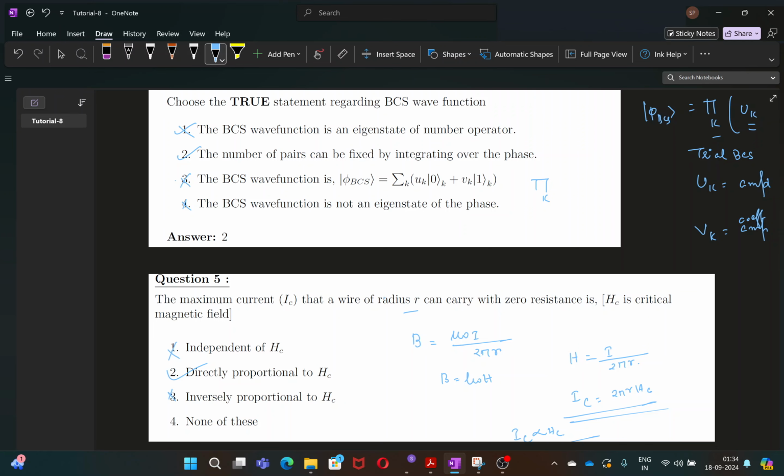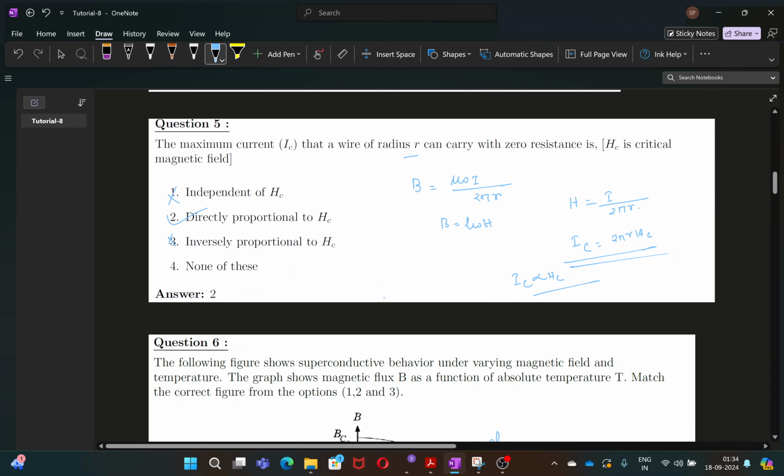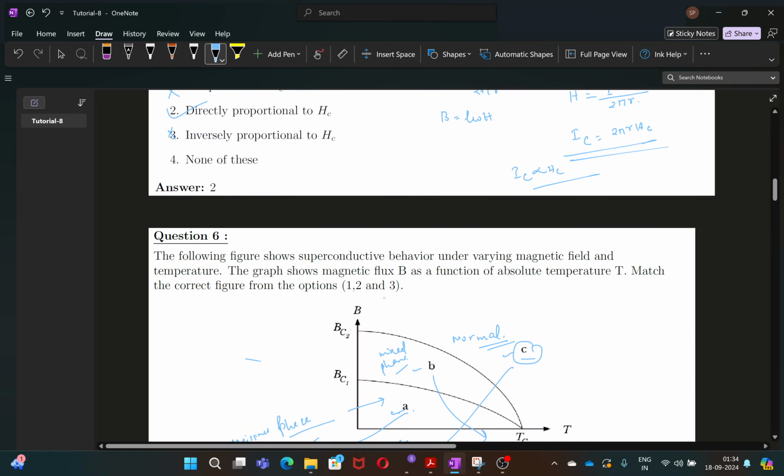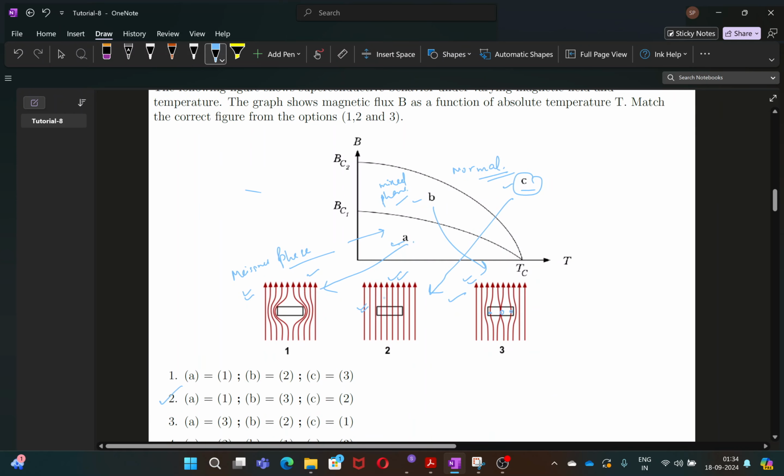And then it was discussed again about the relation between the cylindrical wire radius, the current flow, and the magnetic field density that it produces. So this is discussed in this problem. Then question number 6 was about which regime corresponds to which graph, and that tells us that there are 3 different regimes. For field below B_C1 is the phase of A, where it is in the pure Meissner state. That means field lines are completely repelled by the superconductor.